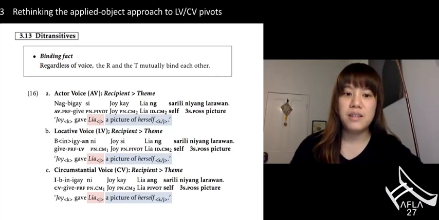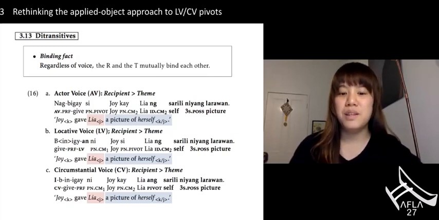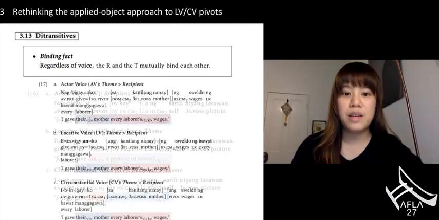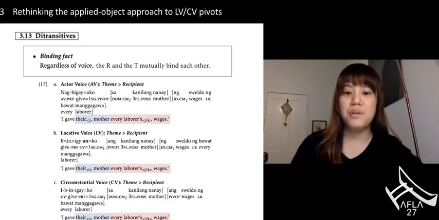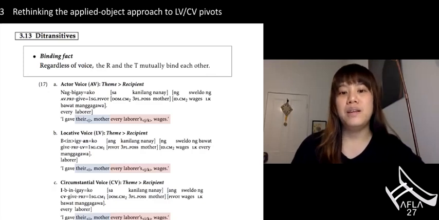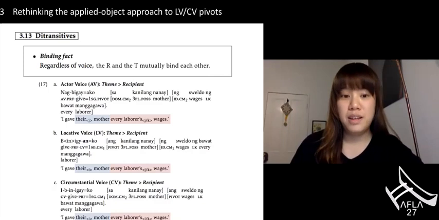And this is seen in 16A to C. So, Joey gave Leah a picture of herself. So this recipient is consistently a possible binder of the picture and the reflexive here, suggesting that the structural relation among these two arguments is unchanged. And 17 shows that the reverse binding relation is also possible, whereby you could have a quantifier embedded inside a theme to bind into the pronoun in the recipient.